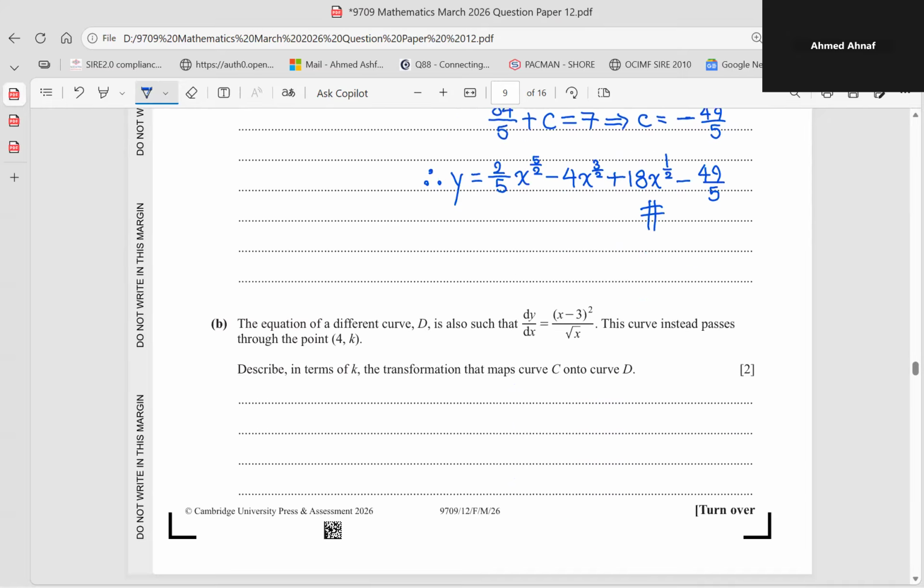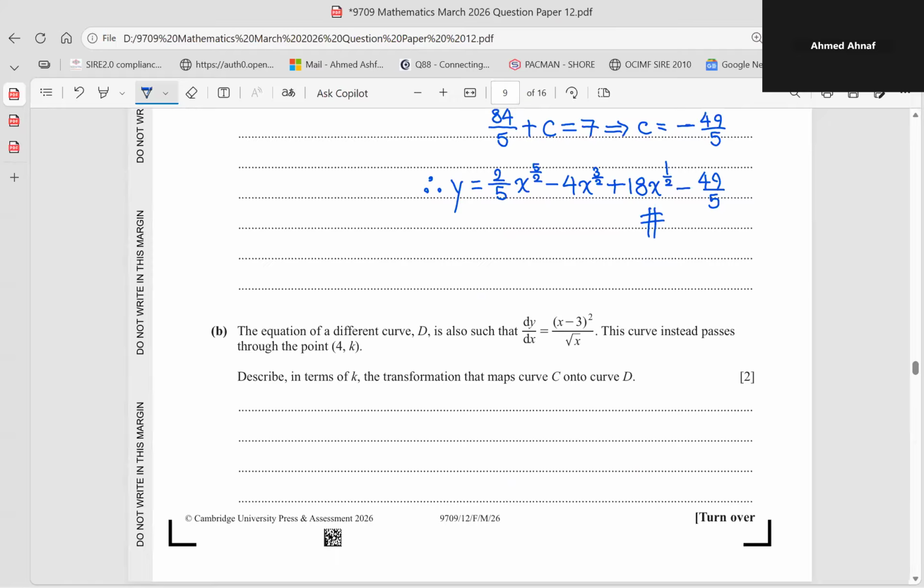So yeah, this would be all for the first part. Let's move on to the final part. Okay, so for this final part, we are told that the equation of a different curve D is also the same, such that the dy dx is exactly the same as C, but the only difference is that it passes through the point 4, k. So you can see that the x coordinate is the same. The only difference is the y coordinate.